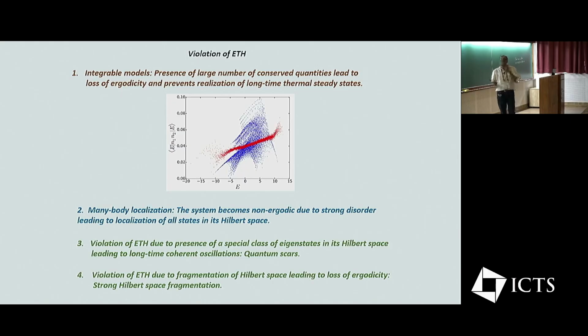And this is going to be a weak violation of ergodicity, because in this case, when you start from an initial state and study the dynamics, the violation of ETH is going to show up only if that initial state has a good overlap with this special class of states, which are quantum scars. Not otherwise. So it's a measure zero set of states which violates this ergodicity, but nevertheless it is valid.